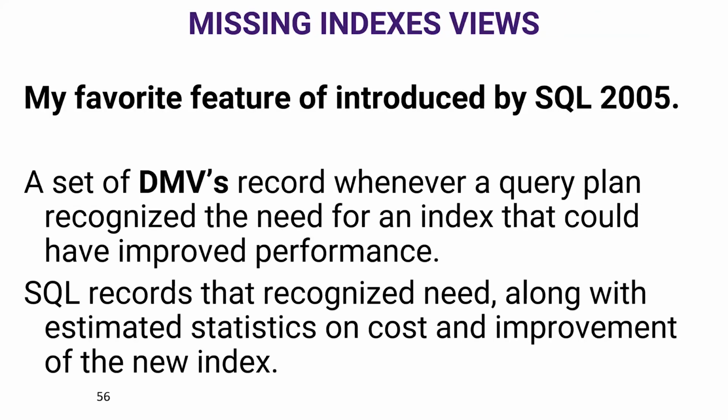Okay, moving on to missing indexes. This was my favorite feature that was introduced by SQL 2005. This is a set of DMVs that record whenever a query plan recognized the need for an index that could have helped performance. The best example of this is when you have an index scan and SQL automatically identifies that, hey, I could have turned this into an index seek if only you had given me a non-clustered index on these columns, including these columns. So SQL is automatically recording that recognized need, along with estimated statistics for the cost and the improvement percentage of that new index. And it's doing this for you already, and it's been doing it since SQL 2005.